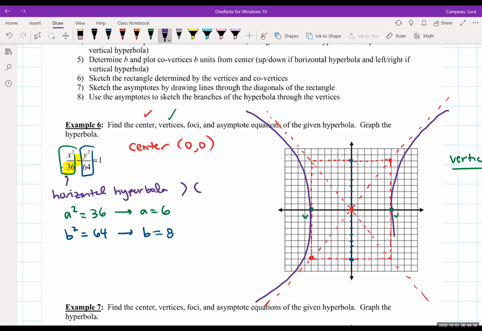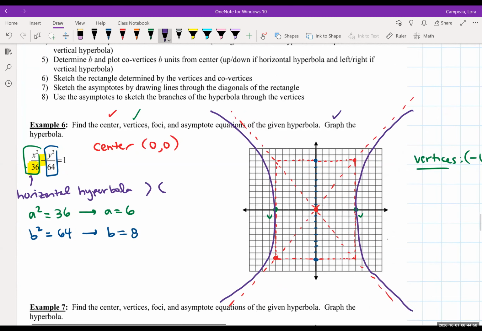So you notice we have our two branches. So yes, we do go off the graph a lot of times. So that is the graph. You don't really need a lot of information besides what the A and the B and the center are to get that graph, but naming the other important parts will be useful. We do have the vertices.